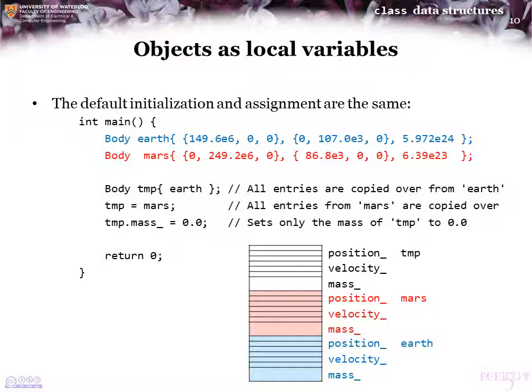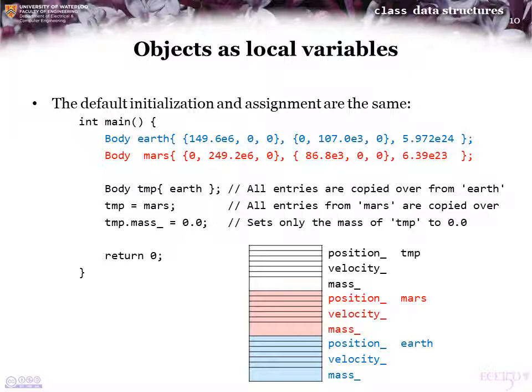Now, the initialization of local variables of an instance of a class also works similarly to how they work with local variables that are of type double or of int. So and assignment similarly. Here we have Earth and Mars initialized with the data that is shown there. So those literal doubles would be copied to the appropriate positions in memory for the member variables of those two instances of a body.